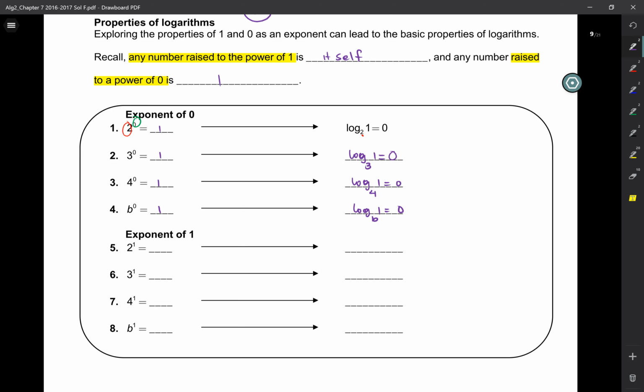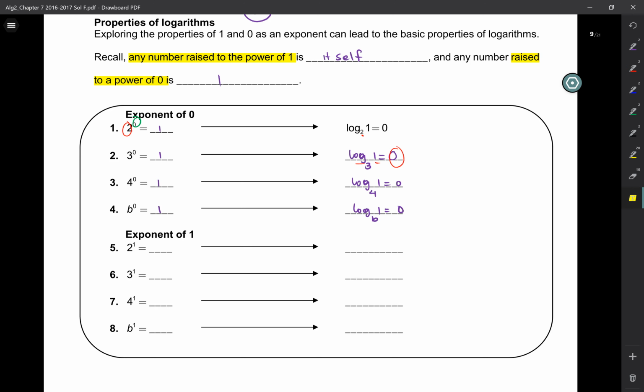Okay, so let's rephrase that. Can anybody rephrase that? Yes, Mariah. Regardless of the base, it's always going to be... Okay, so regardless of the base, what's log of 1 always? 0. Because no matter what the base is, if the exponent is 0, you get 1. So regardless of the base, log of 1 is always 0.